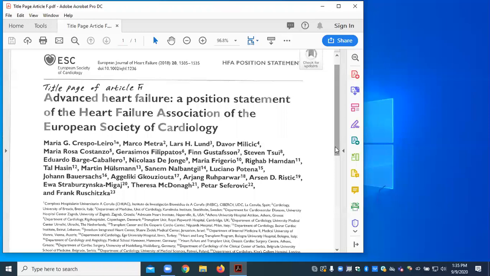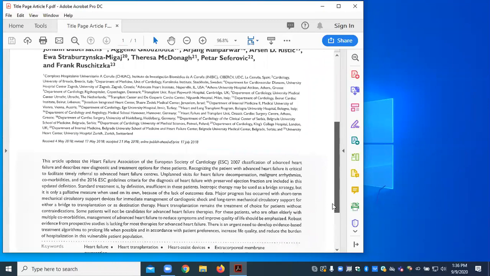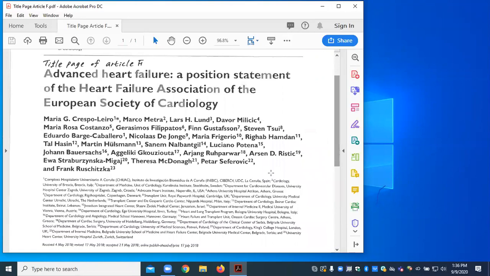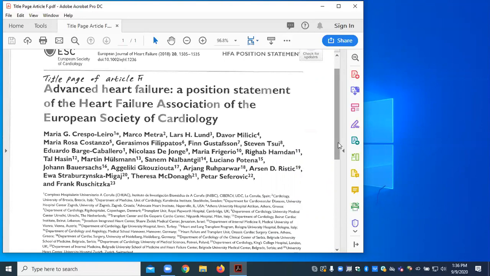Okay, by just looking at this title, it starts with the introduction, okay? They talk about advanced heart failure, and they talk about the 2016 guideline. They are revising it, okay? Is this their position statement, why they revised their guideline? If it's a position statement, what's the level? Can you tell me? Serena?